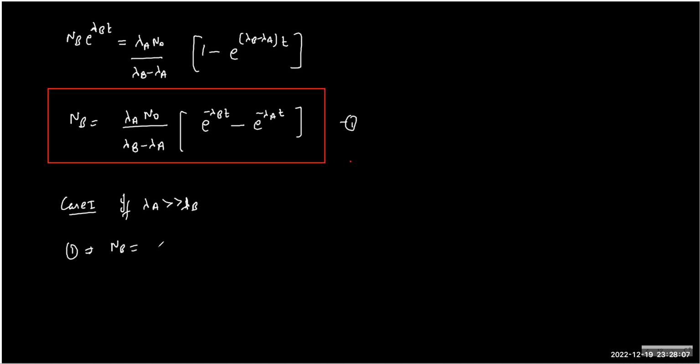NB equals lambda A N naught, because lambda A is much bigger than lambda B. A is much bigger than B. So then what can you get? Minus lambda A. Yes. And what are we left with?